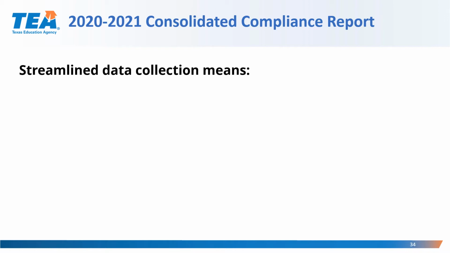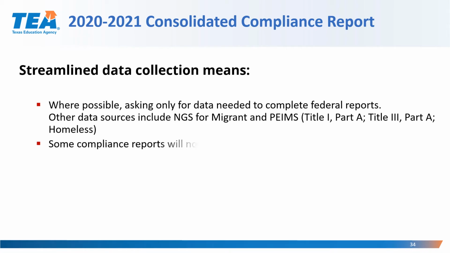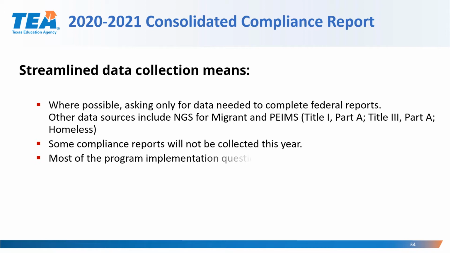In order to ease the reporting burden on LEAs, TEA has decided to keep the compliance reports as streamlined as possible. This streamlined data collection means that for the 2020-2021 reports, we will only be asking for the data required to complete our federal reports. Some compliance reports will not be collected this year, and most of the program implementation questions will continue to be grayed out for this year.